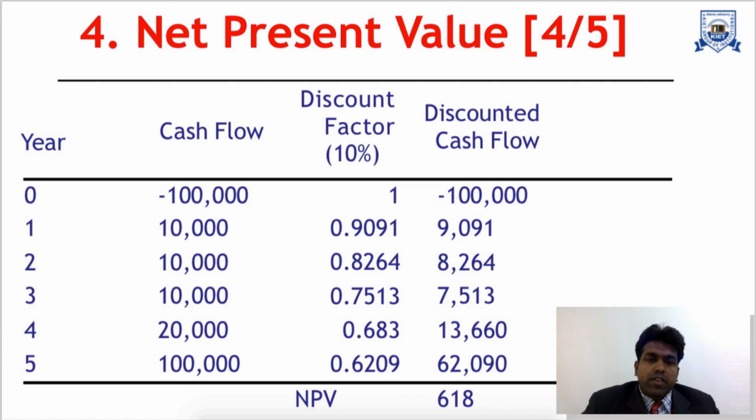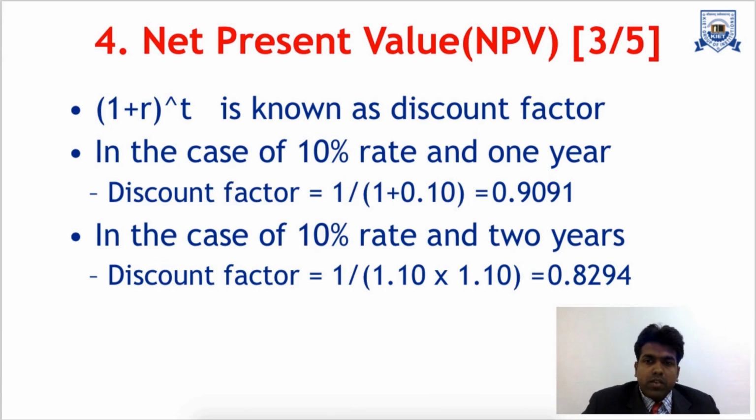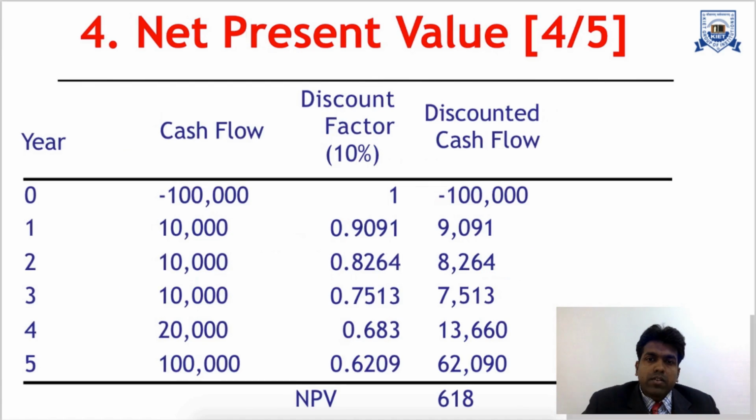Same as for the second year, we have already calculated it here, so it is this one. For the third year, it will be the power of 3, so this value will come. For the fourth year, it will be the power of 4 and then power of 5. So these are the discount factors for a particular year.